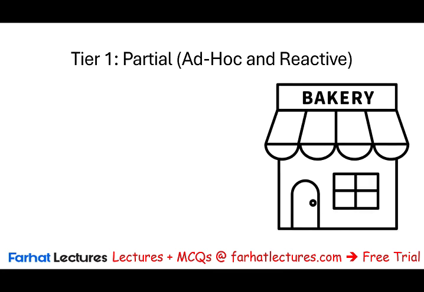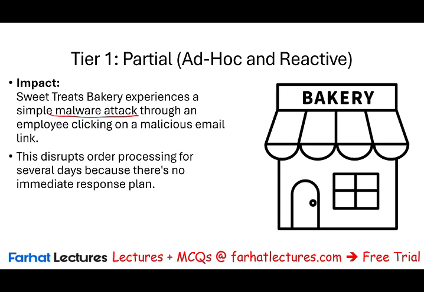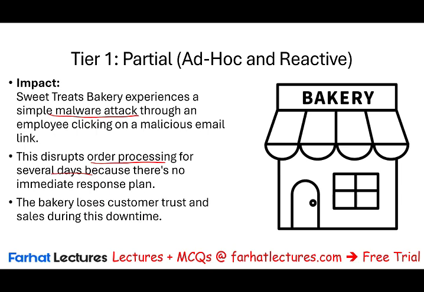So what could happen under this tier 1, ad hoc and reactive? Sweet Treats Bakery experienced a simple malware attack through an employee clicking on a malicious email link. So one of the family members, the son or the daughter, clicked on an email by mistake. As a result, they downloaded software that has malware. It infected their system. This disrupted order processing for several days because there was no immediate response plan. They were not ready for this. The bakery loses customers and, most importantly, trust and sales during this downtime.